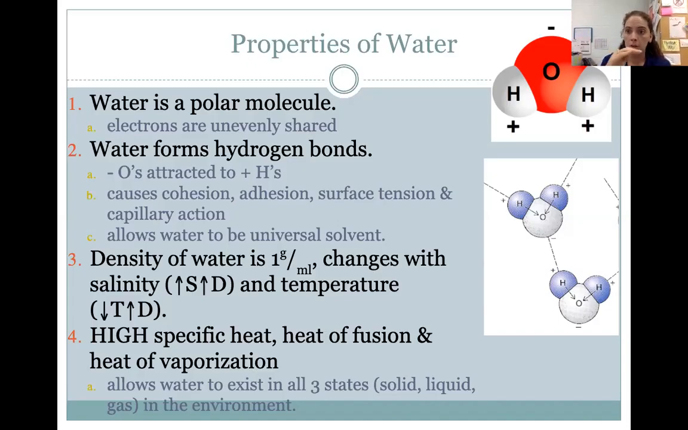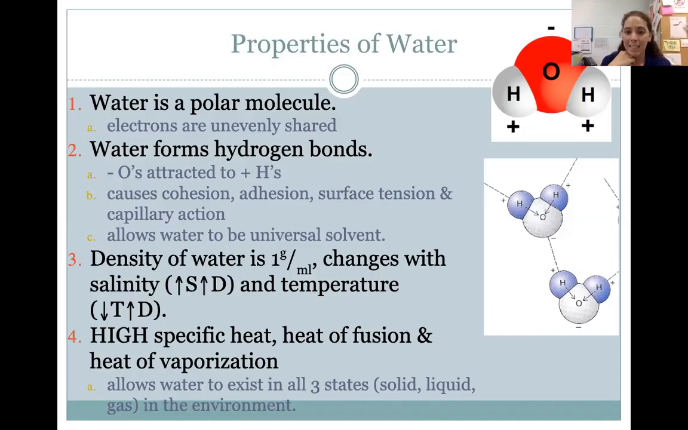Surface tension across the top of a body of water allows insects to walk across it. And capillary action, which allows water to be pulled along small tubes, very important for plants in order to get water up from their roots to their leaves. That polarity also allows water to be the universal solvent, meaning that it can dissolve lots and lots of different things. It can dissolve both polar and ionic compounds.